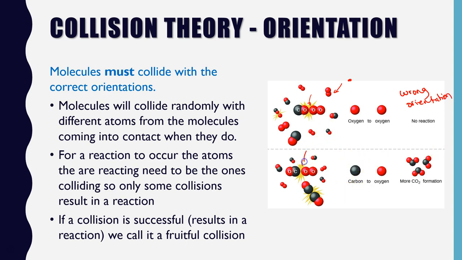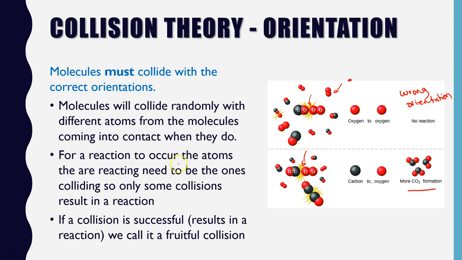So the carbon and the oxygen need to collide in order for the reaction to occur. So carbon to carbon, okay, or carbon to oxygen. We need to have this carbon to oxygen in order for us to make CO2. So in this case, the molecules will collide randomly. Sometimes they'll have the right orientation, sometimes they won't.